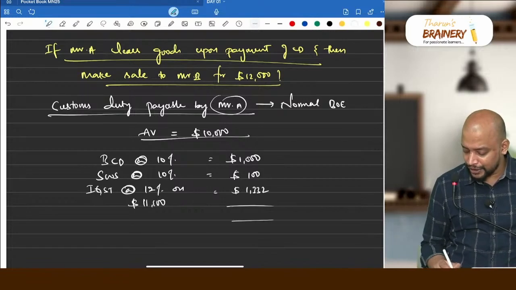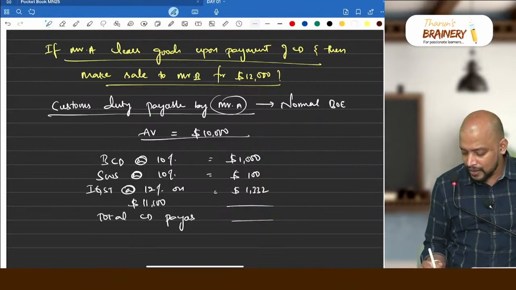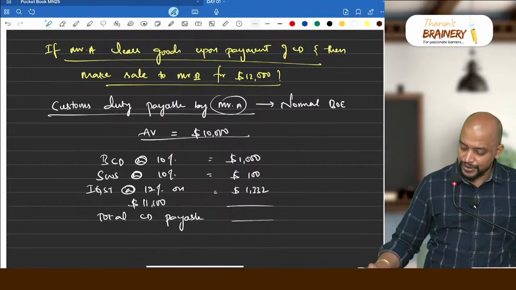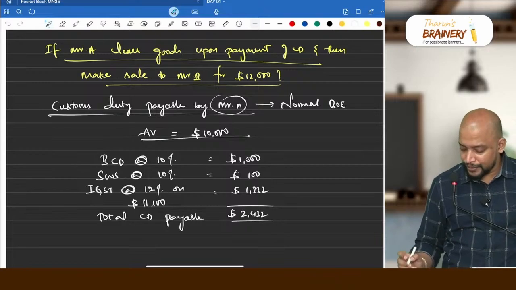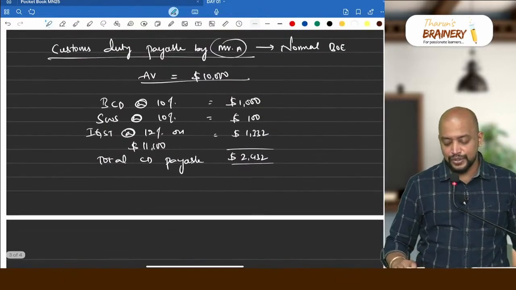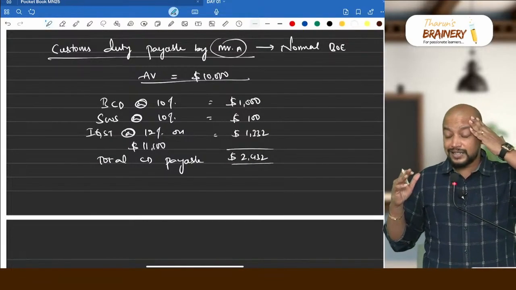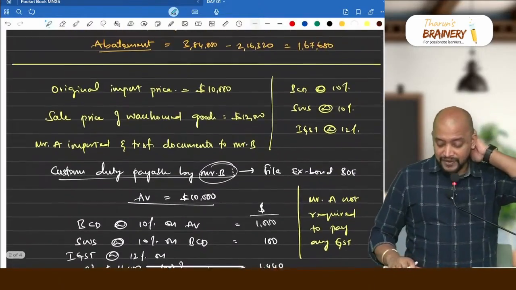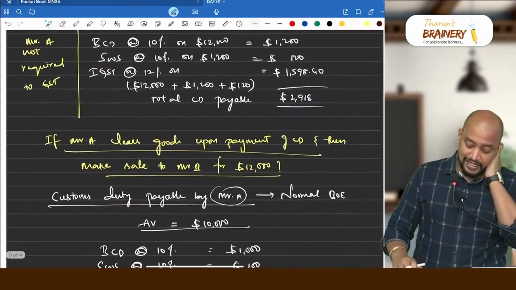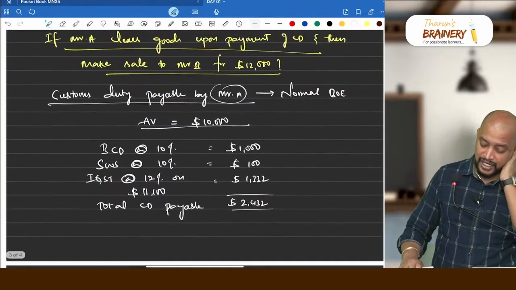1,332. If you do the total customs duty payable, what is the total customs duty payable? 1,332 plus 100 plus 1,000, that will be 2,432, which will be taken as the total customs duty payable. So for this total customs duty payable, if you see, we got 3 different answers. Here first we got 2,540, then 2,918, now 2,432.